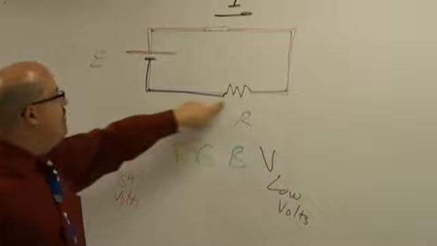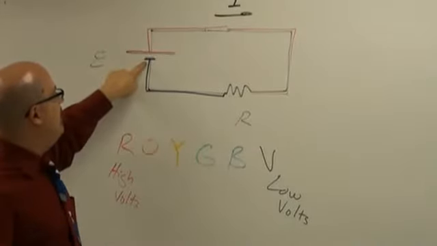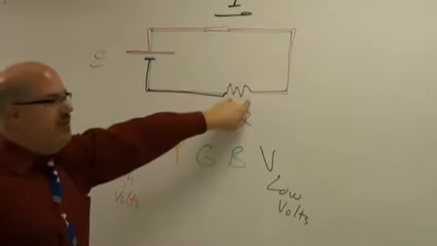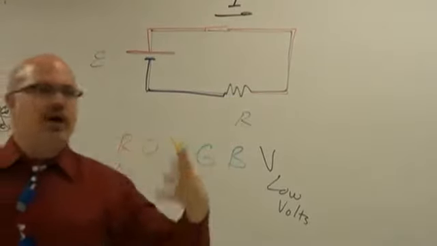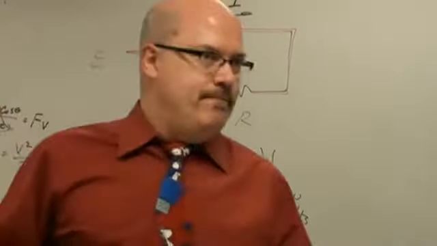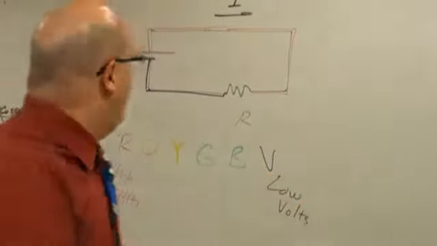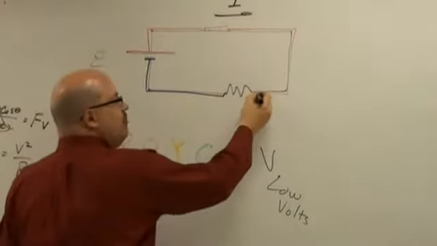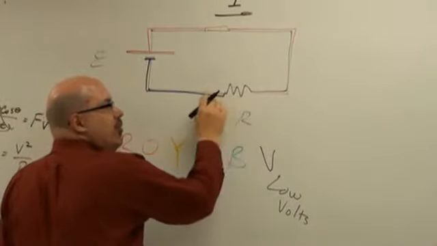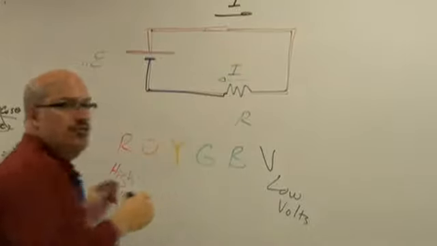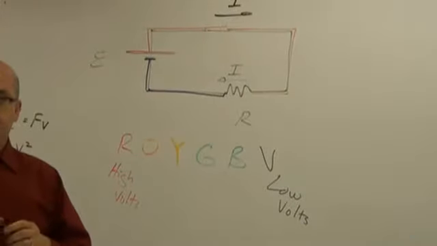So this wire is going to pick up the same potential as this side of the battery. This wire is going to pick up the same potential as this side of the battery. But this resistor, the current just won't flow through it unless there's a potential difference. And so what happens is this potential difference between red and purple causes the current to flow through this resistor. Does that make sense?